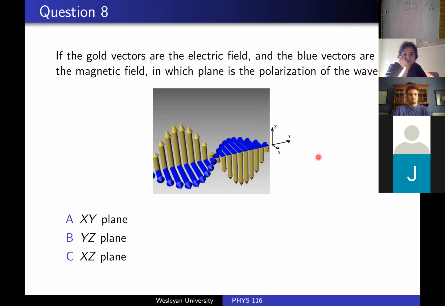So here, remember the gold ones are the electric field. So the question is, which plane is the plane of polarization of the wave? So we see that if we're just looking at a snapshot, we see that, oh, okay, the electric field, all these vectors lie in a certain plane.